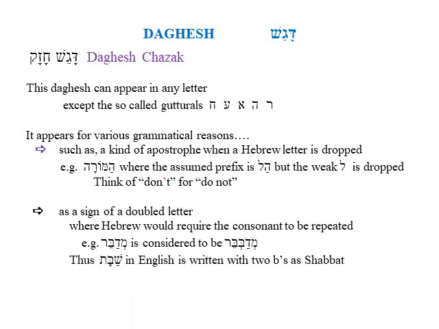Another place where you'll see the Dagesh Chazak is as a sign of a doubled letter. This is where Hebrew would require the consonant to be repeated. For example, in this word, medaber. Now this Dagesh in the B is a Dagesh Chazak, a strong Dagesh, not a Dagesh kal, because obviously it has a vowel in front of it. But it is a B because the dot doubles this letter. So it would be considered as medab-ber.